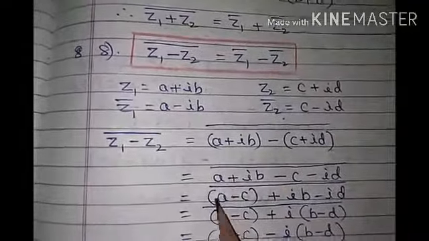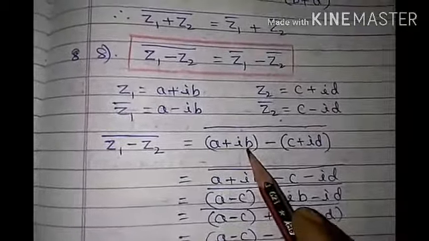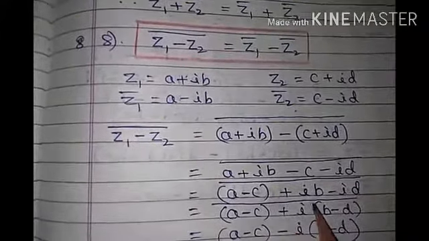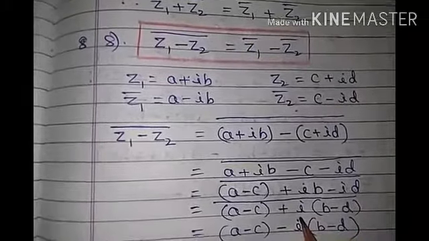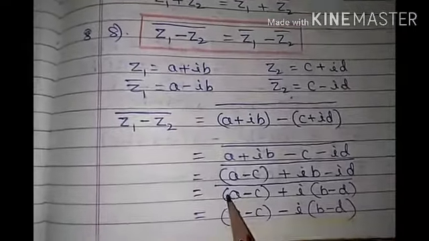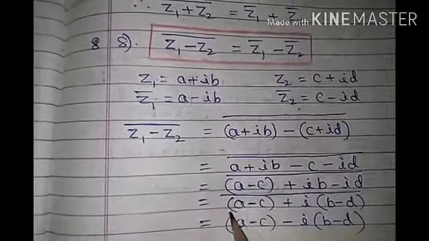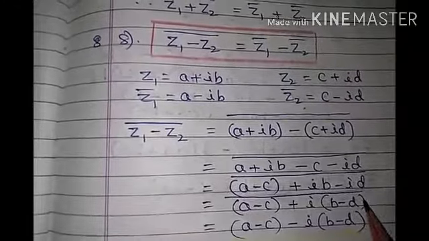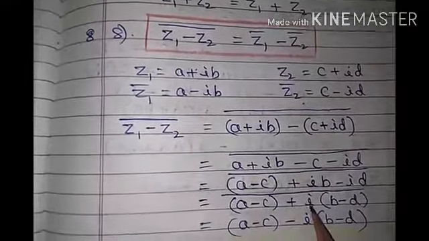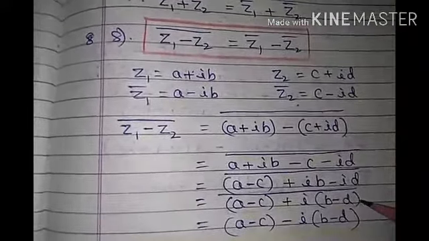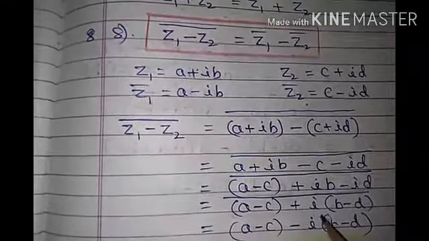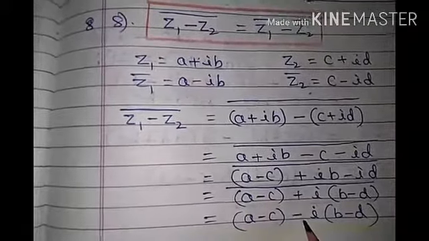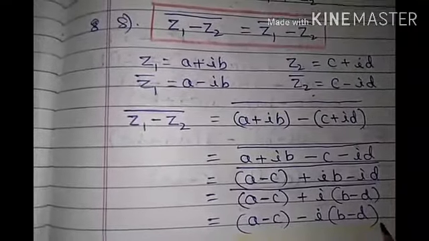So a minus c, and imaginary parts are ib minus id. So a minus c plus i is common. So take it as common, i into b minus d, the whole conjugate. This is a complex number. This makes a real part and this makes an imaginary part. So it looks like a plus ib. To find out the conjugate of this number, simply change the sign of imaginary part, which is equal to a minus c minus i into b minus d.